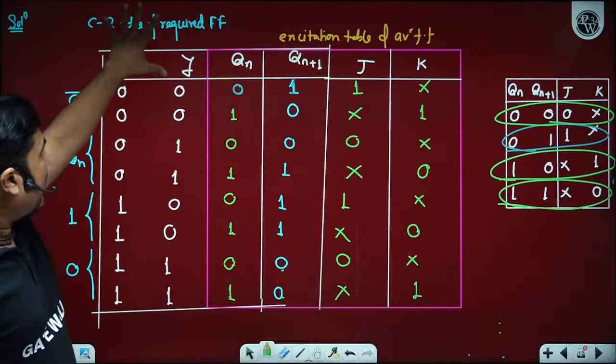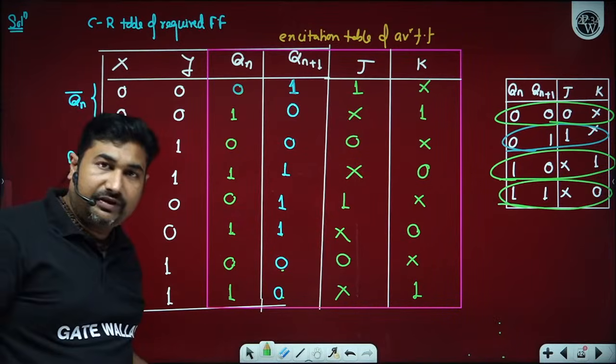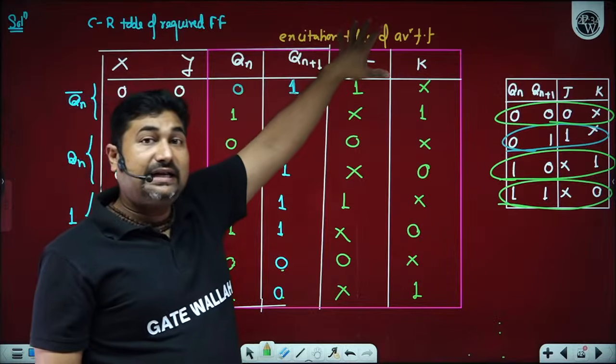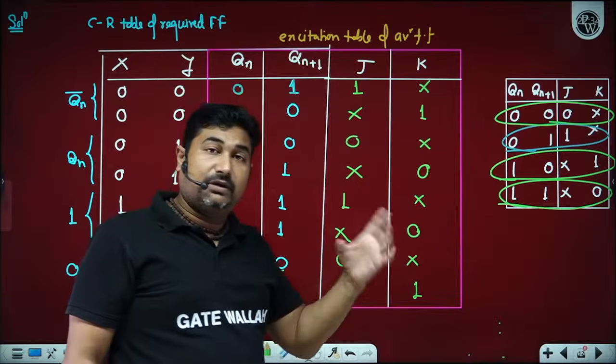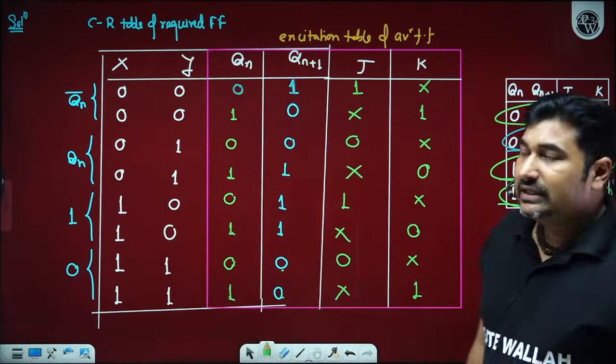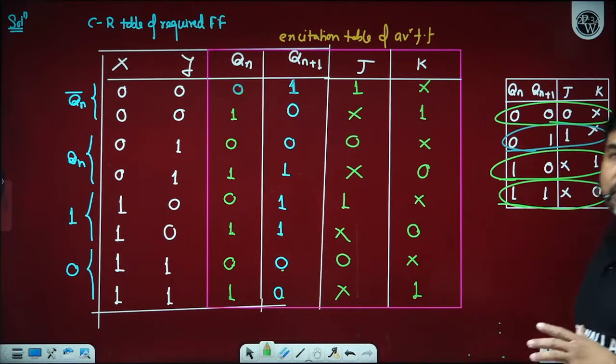Step 1 is to write the characteristic table of the required flip-flop. Step 2 is to write the excitation table of the available flip-flop from the characteristic table of the required flip-flop. Next is to write the logical expression.